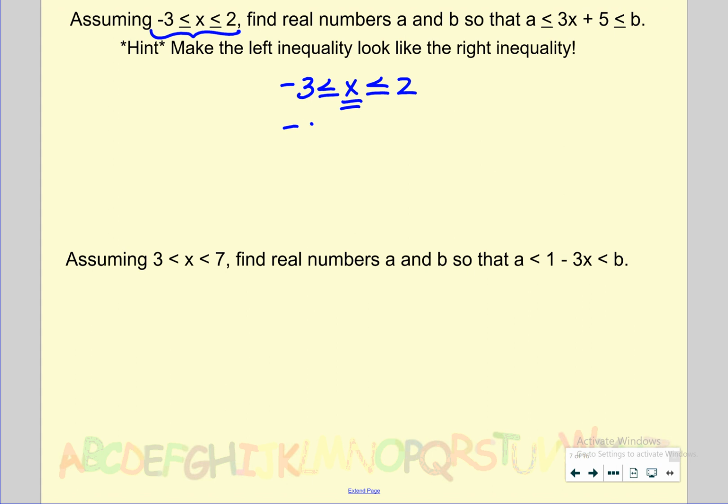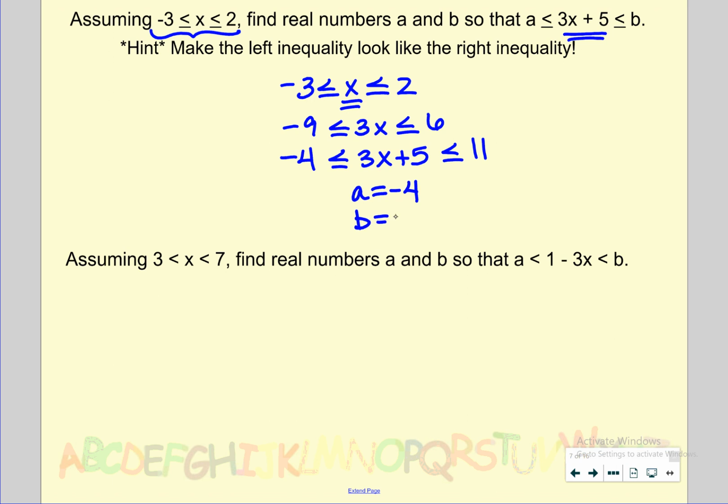Multiply everything by 3. So -9 less than or equal to 3x less than or equal to 6. And then what else would I have to do to build that missing piece in the middle? Add 5. So I would get, so let's see, -9 plus 5 would be -4. 3x plus 5. And 6 plus 5 would give me 11. And then that gives you your answer. You can see A, the smaller number is -4. B, the bigger number is 11.